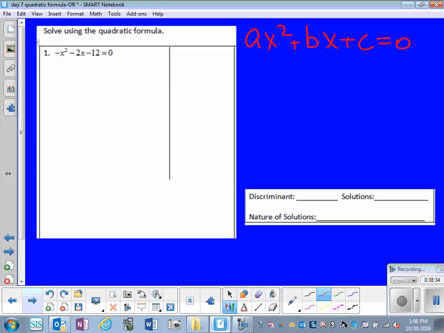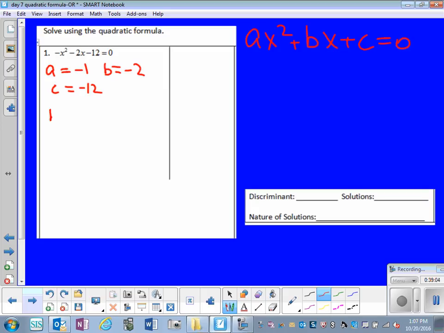Okay, so what is my a? Negative 1. What is my b? Negative 2. And what is my c? Negative 12. Right? So let's do the discriminant first. The instruction says solve using the quadratic formula. So we will solve. But first let's just figure out the discriminant, fill in this little box at the bottom, right? And then we will know what to expect. We will be able to check ourselves.